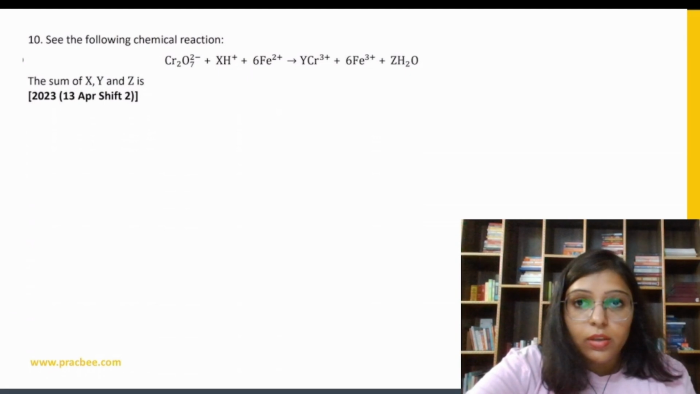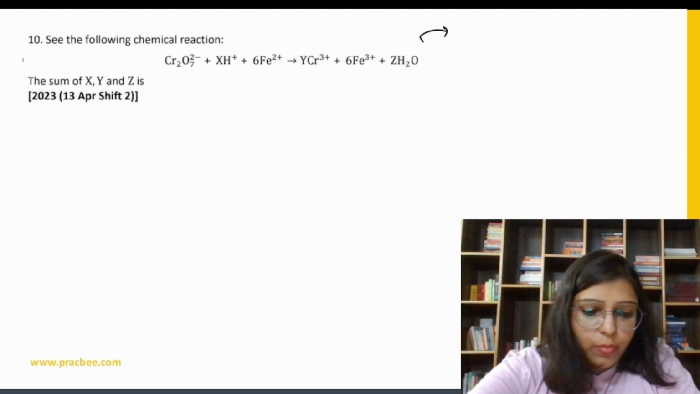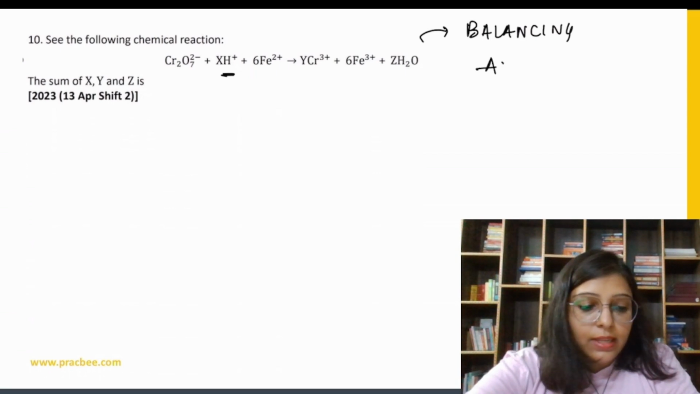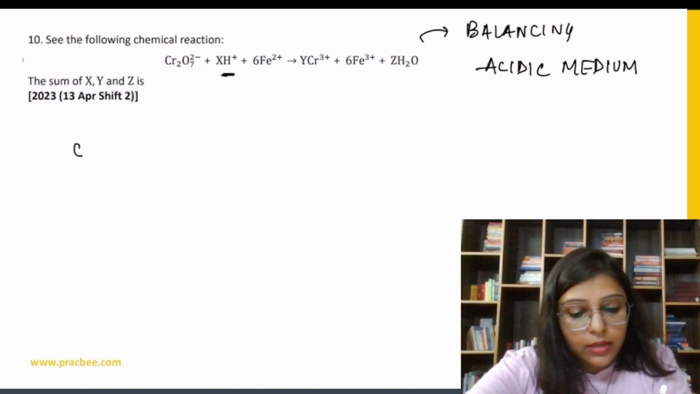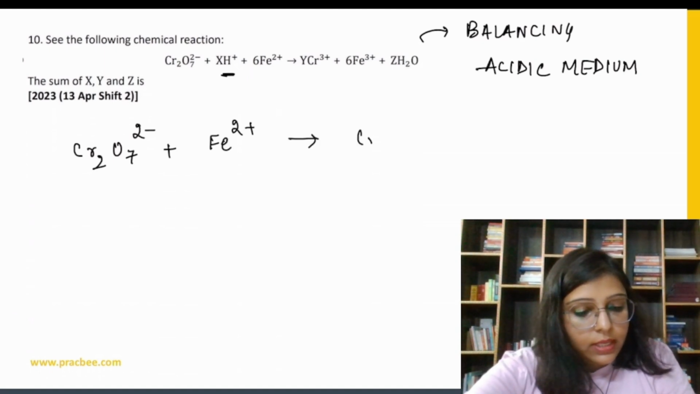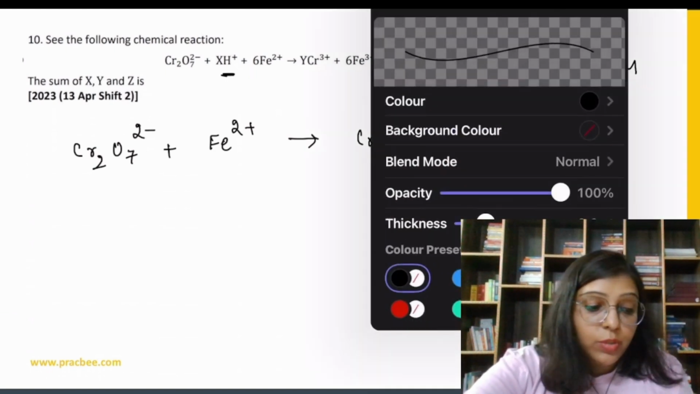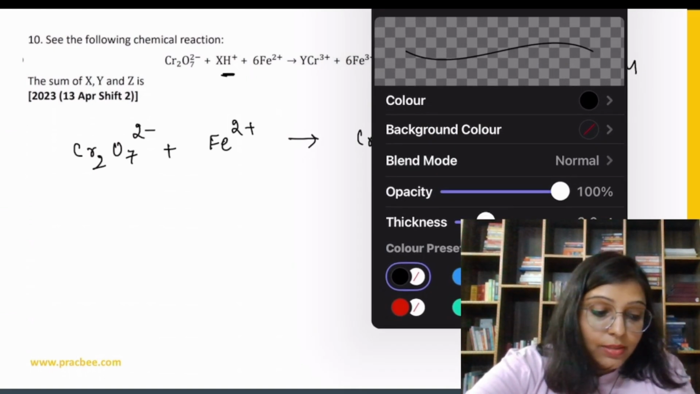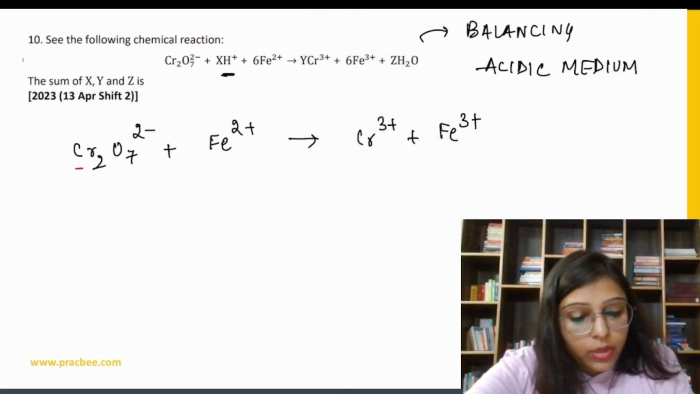Okay, let's do the next question. See the following chemical reaction, sum of X, Y and Z is. It means we have to do balancing, right? H plus, so it means balancing in acidic medium. I am using the oxidation number method to balance this redox reaction. Cr2O7 2 minus plus Fe2 plus, it gives Cr3 plus and Fe3 plus. So first balance the key atoms which take part in the oxidation or reduction reaction. So here 2 chromium, so here 2 chromium.